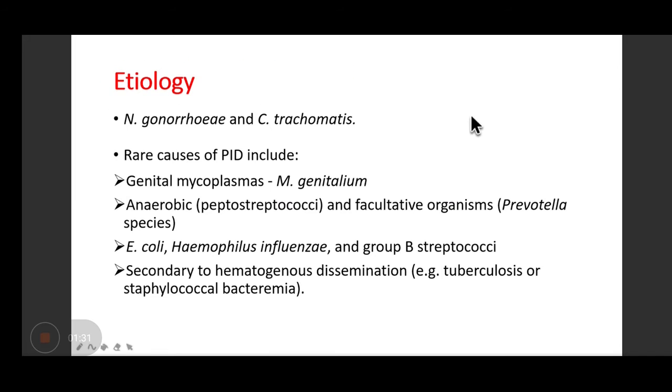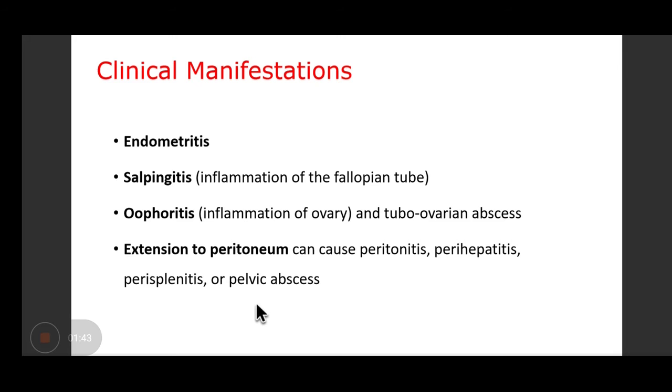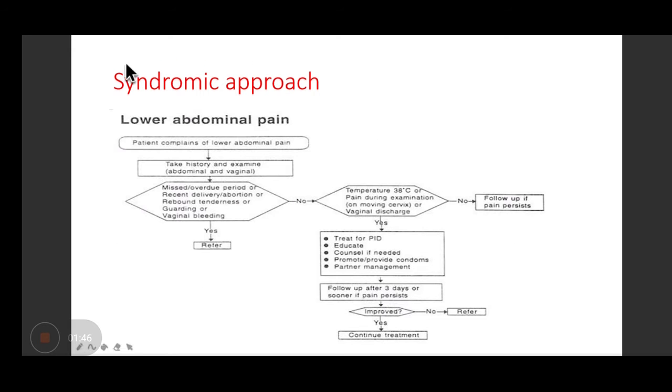So how do we treat them? These bacteria you must have read, must have been covered in other systems. So how do we treat PID? We basically do the syndromic approach. What a syndromic approach is, is that the treatment is done on the basis of the signs and symptoms. So we have a syndromic approach for various STIs, like if there's a vaginal discharge, there's a different approach for the treatment. If there's genital ulcers, a different approach for treatment.